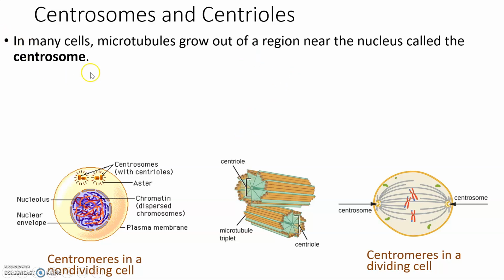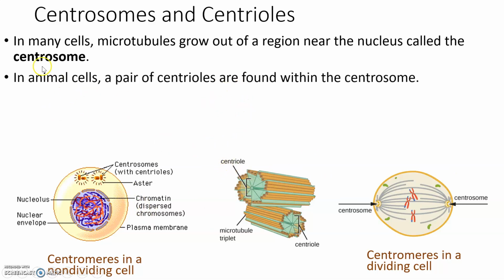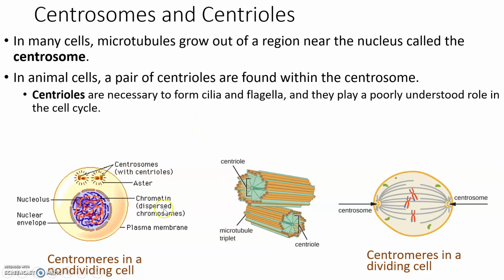All right, next up we have the centrosome. The centrosome is an area near the nucleus where your microtubules tend to grow out of. For animals, within the centrosome, we usually find a pair of centrioles. So here's the centrosome, the whole big circle, and inside of it we have a pair of centrioles. Again, that would determine that this is probably an animal cell. We generally do not find centrioles in a plant cell. We will find the centrosome, but not the centriole.